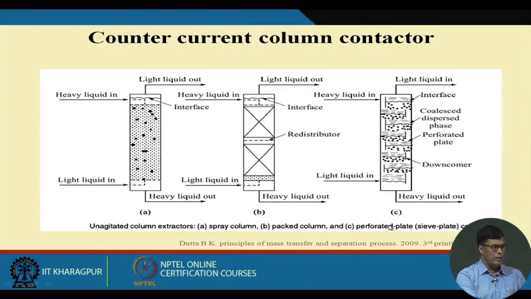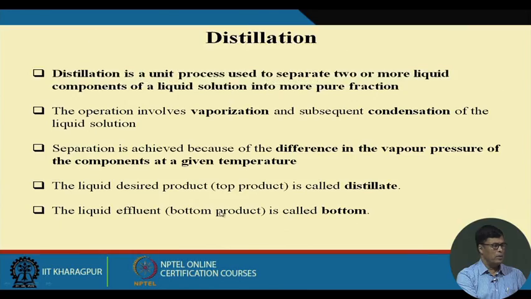Now, another thing we have is the perforated plate, the sieve plate column. Now, you can see that some kind of sieving plates are there. The liquid is going like this, it crosses like this, and the heavy liquid comes. This is also how we can separate the light liquid and the heavier liquid. This is called a counter current column contactor.